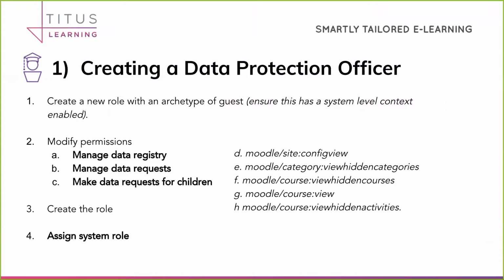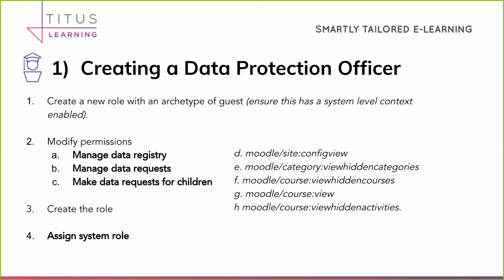As I've said here, in just 4 very quick steps, I will show you this though. The first step is actually to create a new role as a system admin with an archetype of guest. I'll bring up my other screen in a moment. You'll then need to modify the permissions and make sure that they've got these key permissions that are going to allow them access to actually manage these requests that come in. You can then create the role and then assign that role as well.